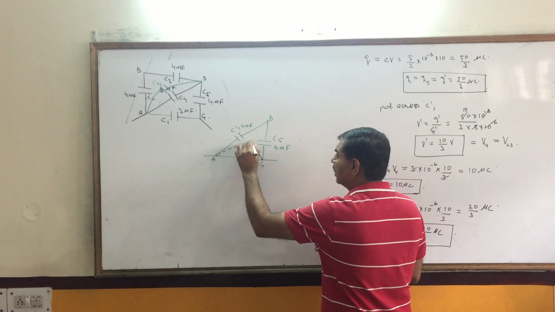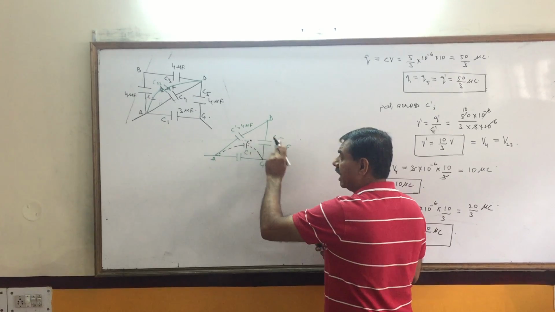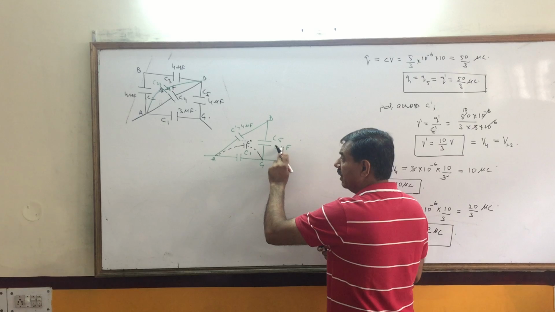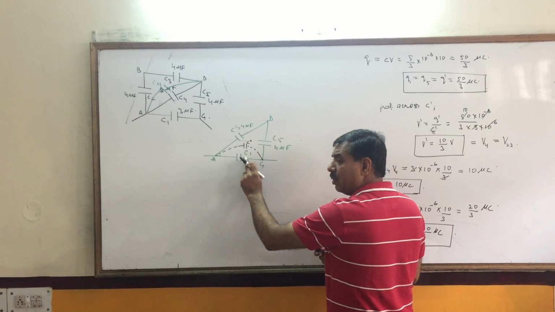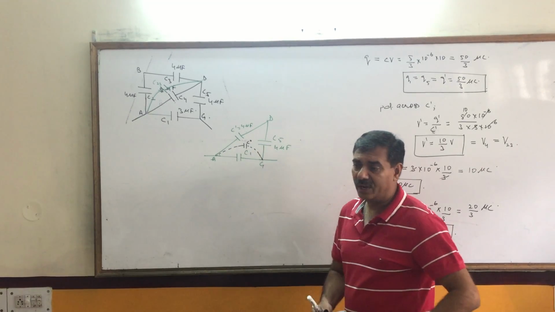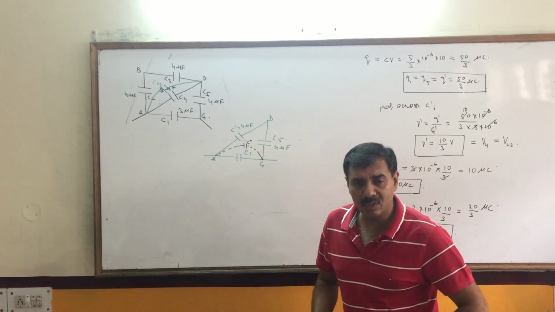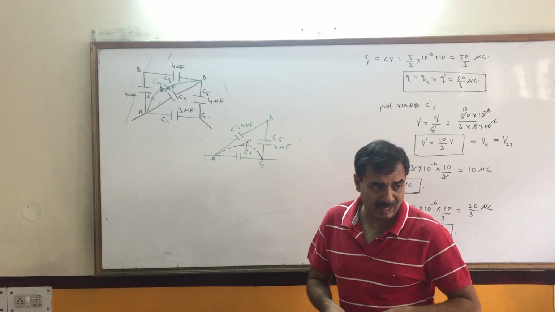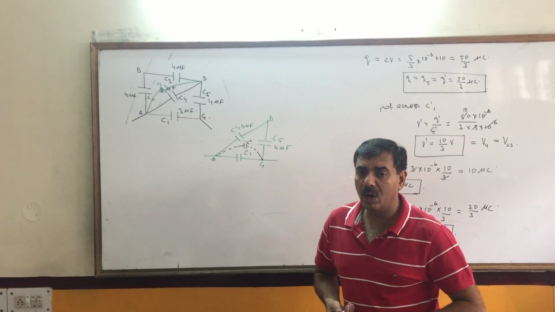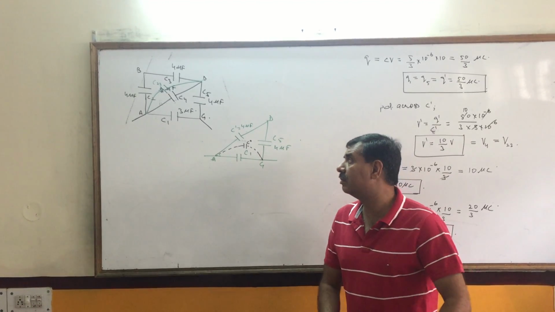This C double dash is the equivalent of C dash and C5. And clearly C double dash and C1 are in parallel, giving me 5. Revise it in your own minds, please. That is what I'm doing here. You need to know how to observe the series in parallel combination.